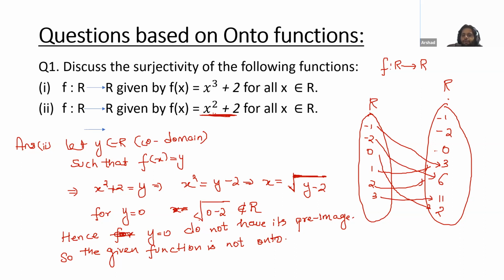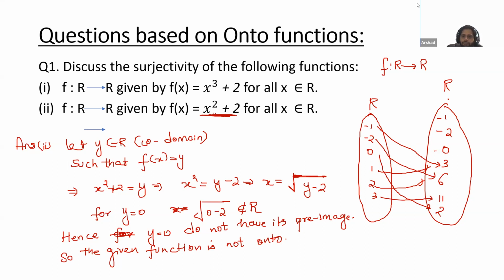You can say that for y equal to -2, under root -2 does not belong to R. Hence, the given function is not onto. So there are infinite examples for this case. I already told you in the beginning of the question that these negative numbers do not have their preimages. Even 0 does not have its preimage. That's why this is not onto. Please note this down.